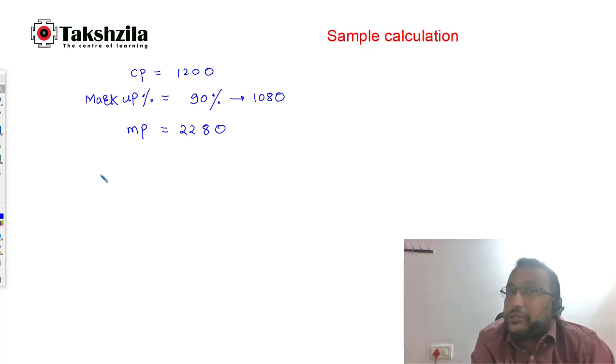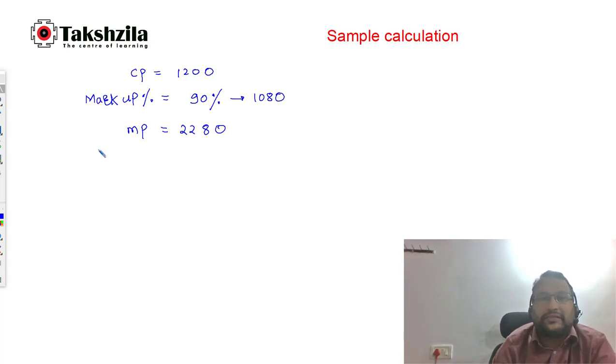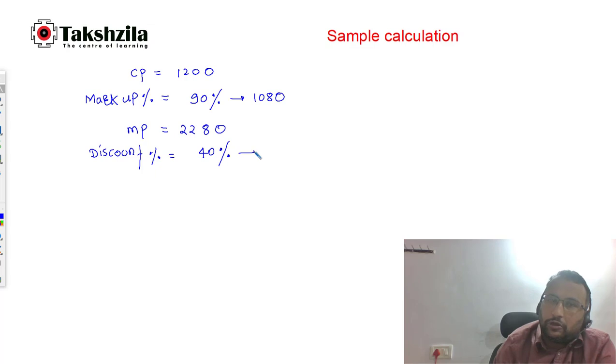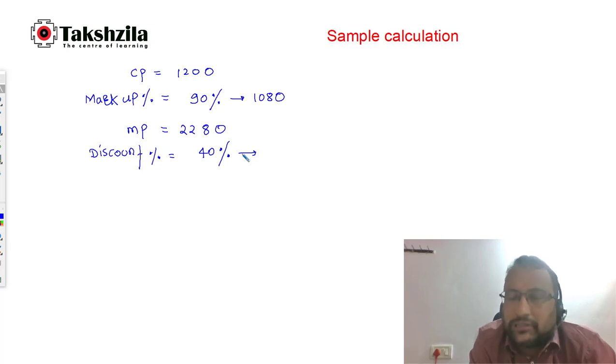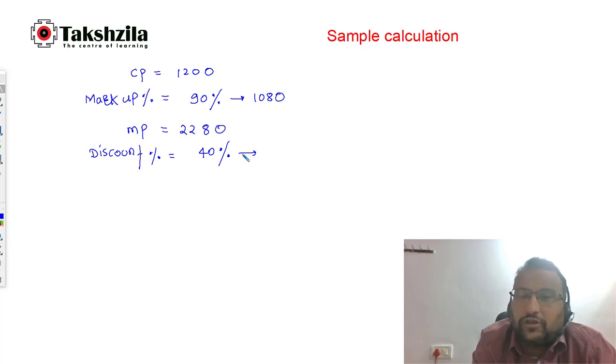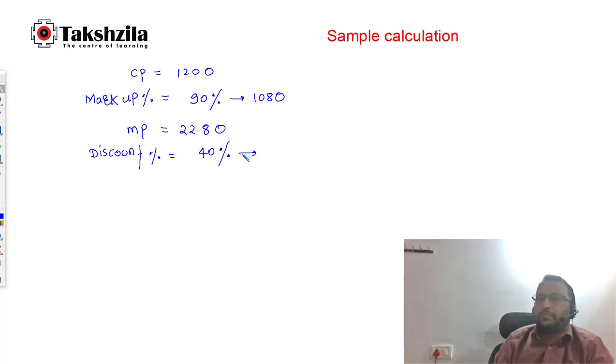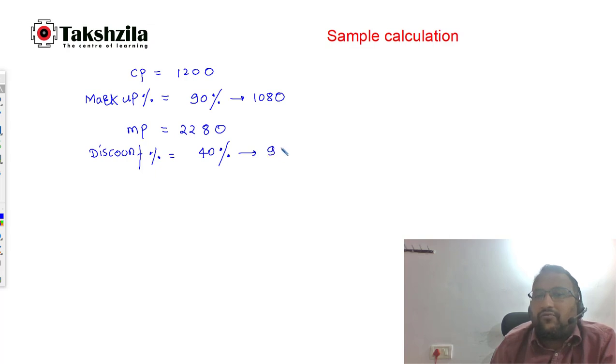But over here, let's assume that the shopkeeper is going to offer a discount, and let's say the discount percentage is 40%. So this discount percent of 40% is applicable on the price which is visible to the customer, that is nothing but the mark price. So 40% of 2280 is how much? 10% is 228, and 40% is going to be how much? 880 and 32. 880 and 32 is 912 rupees.